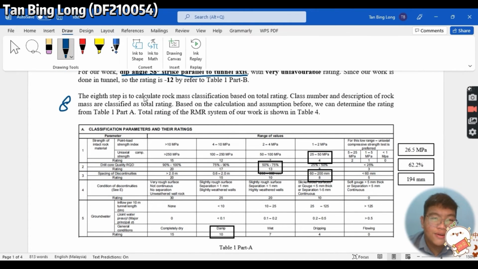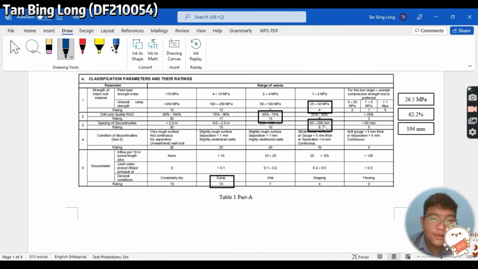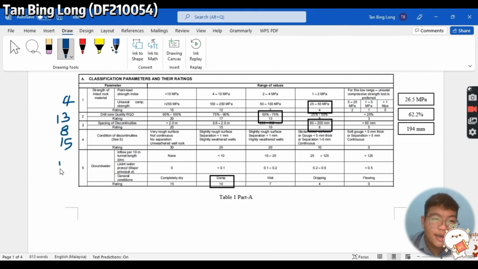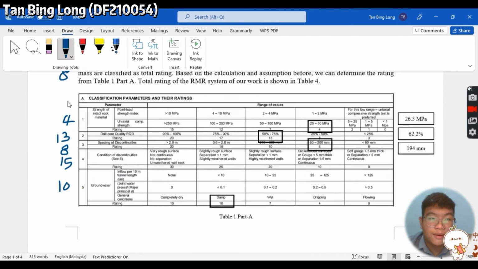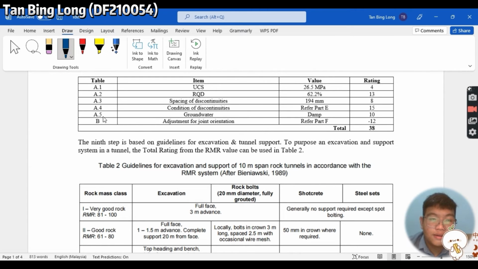The next step is to calculate the total rock mass classification on Table 1 here. So we can total it up: the UCS has 4, RQD is 13, spacing is 8, the condition here is 15, groundwater here is 10. Then for the result, we can tabulate it like this, where we add up 4, 13, 8, 15, and 10. Then we minus the part B here, minus 12. Then we total up all of these numbers, and we will get 38.